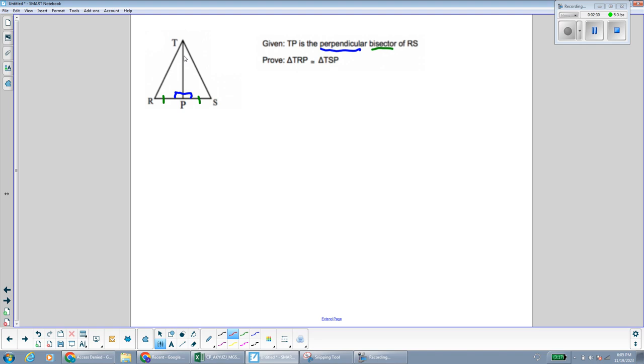When we have a shared side, we really like it because we know that it is congruent to itself. TP has to be the same as TP, and that's the reflexive property. So now we have enough information to prove the triangles congruent. As you can see, we have side, angle, side, side, angle, side. So we're going to be proving the triangles congruent by SAS. Now that we have our plan of how we're going to achieve our goal and the information that we're going to use, all we have to do is write this up in a two-column statement reason chart proof.